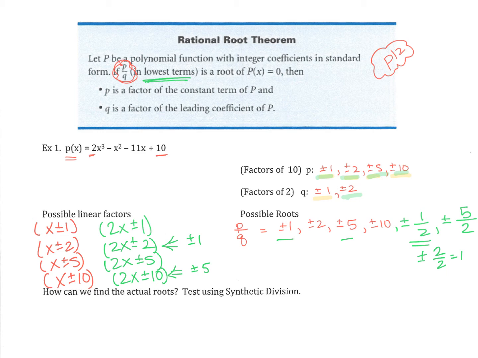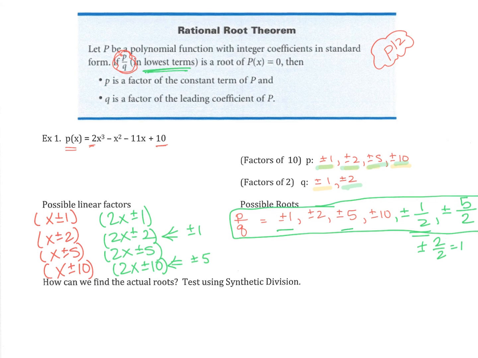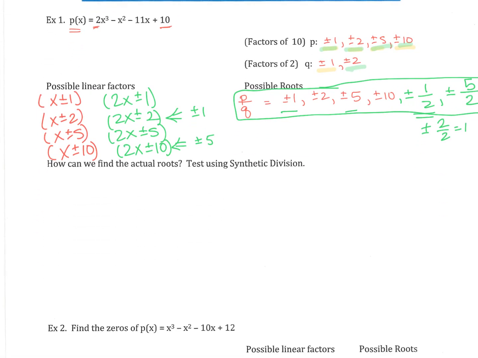So now out of these possible roots that I have right here, how do we figure out which ones really work for my polynomial? Well, we test them with synthetic division. If they work, I'll get a remainder of 0. And if it doesn't work, I'll get a remainder that is some other number. So let's see what that looks like just trying this out on 2 of them.